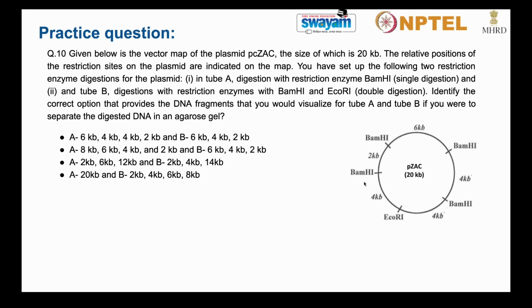In this, as you can see, in test tube A they have taken only BamHI, and here you can see there are 4 sites where BamHI can cleave. So if BamHI cleaves, how many fragments will it generate? One of 2 kb from this to this position, then one fragment of 6 kb from this position to this position, another fragment of 4 kb from this to this, and at last it will generate the fragment from this position to this. So it will be the sum of 4 kb plus 4 kb, that would be 8 kb.